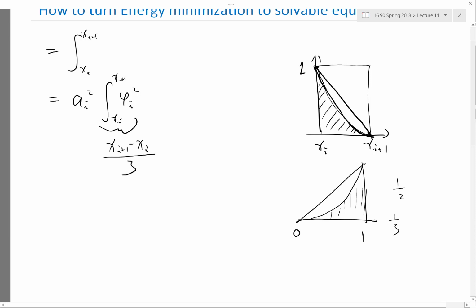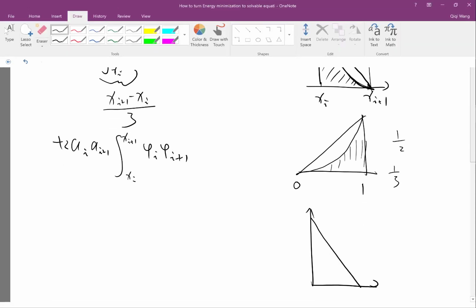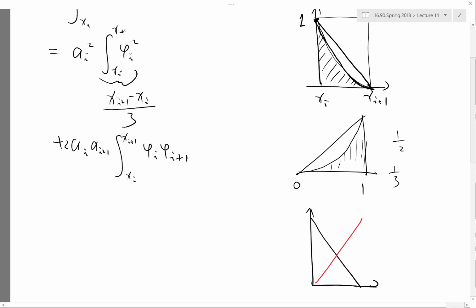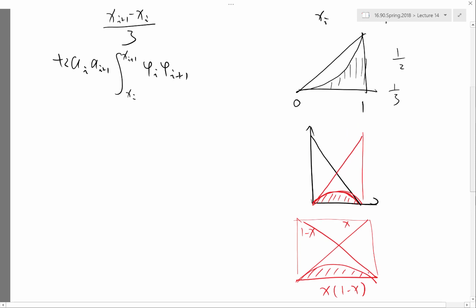Okay? All right. So the next term is 2 of ai times ai plus 1, and the integral is over the same bound, phi I times phi I plus 1. Now let's figure out what that is. So phi I, again, is that thing. Phi I plus 1 is that thing. The product is this guy. Okay, this is the product. If you take the geometric similarity principle, this is x, this is 1 minus x. So you get a quadratic, x times 1 minus x. If we take the area of that compared to the area of the unit square, what is that? Well, I'll save you: it's 1/6, right? Okay, so this is actually 1/6.